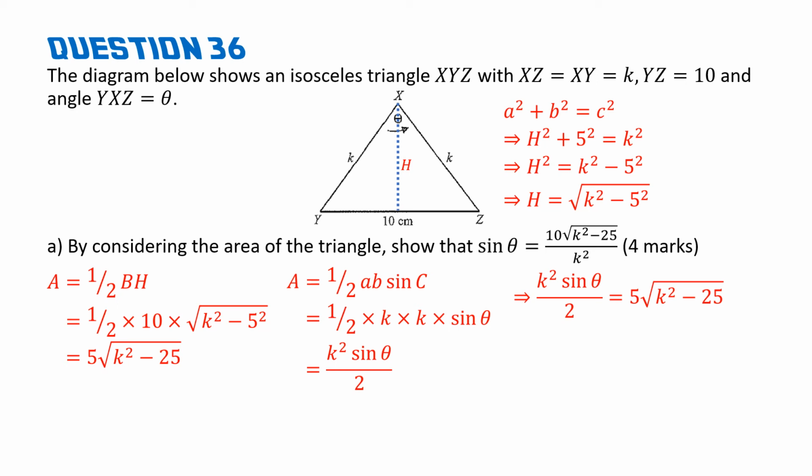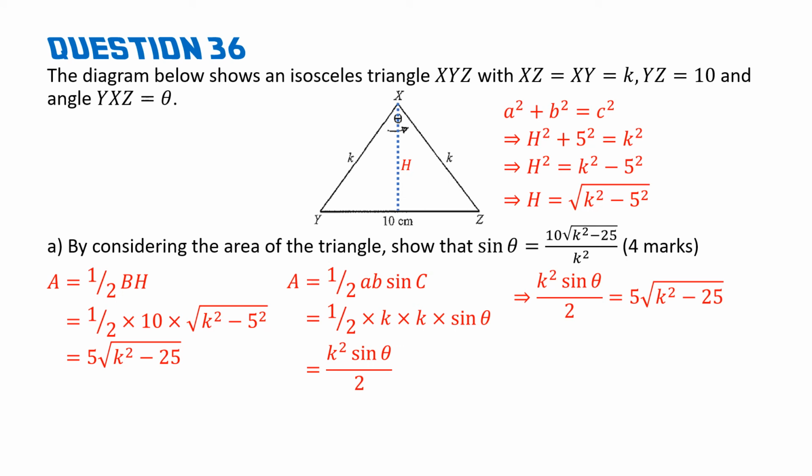So now where do I want to go? Well, let's look at my ultimate goal. I want to show that sine theta equals 10 times the square root of k squared minus 25 all over k squared. So I want to get sine theta out by itself. So if I look at the left-hand side there, I need to get rid of the k squared at the top and the 2 on the bottom.